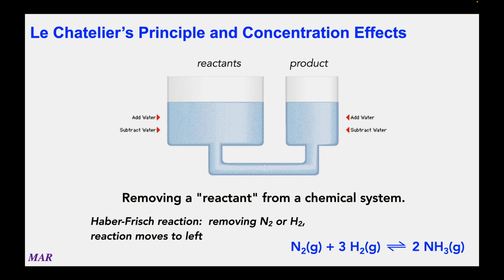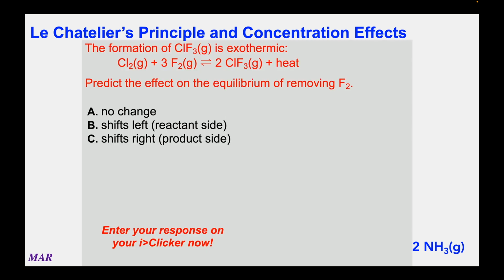So if you remove nitrogen, a reactant, it's going to move to the left, to the reactant side, which is pretty cool. Here's the same question. We want to predict the effect on equilibrium by removing F2, a reactant. Well, if you remove something, the reaction will shift to the side you're removing. Since F2 is a reactant, that's going to shift to the left. So removing F2 will cause a shift to the left, to the reactant side.